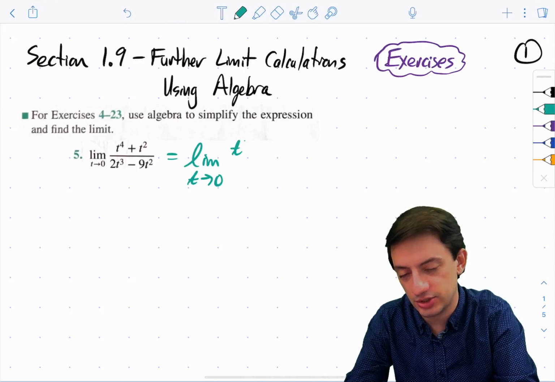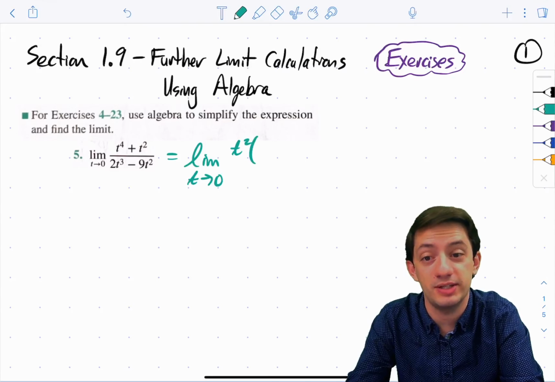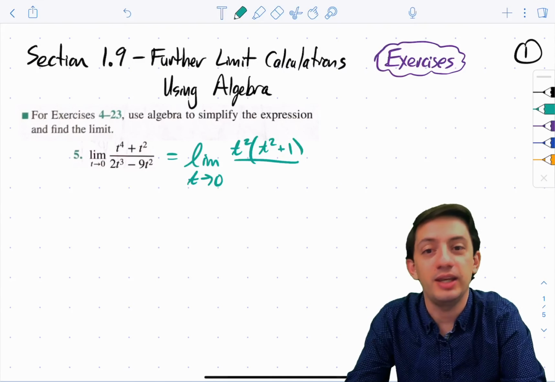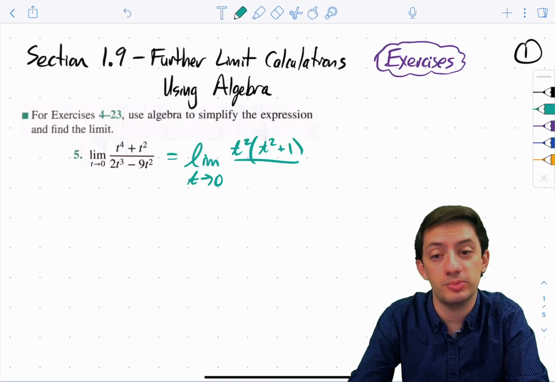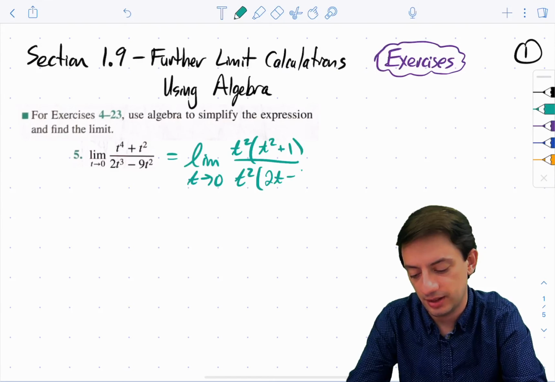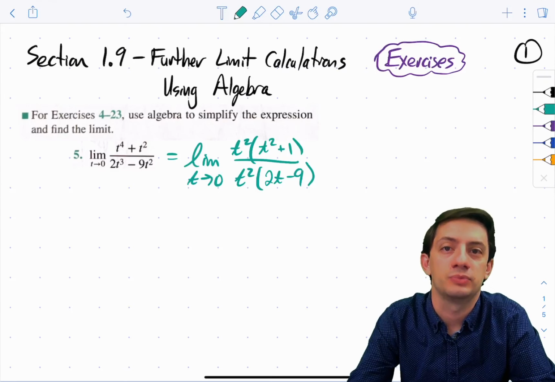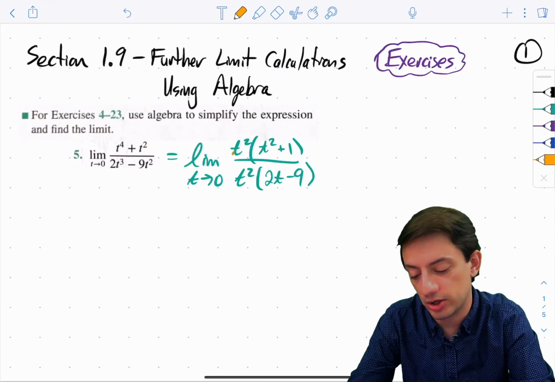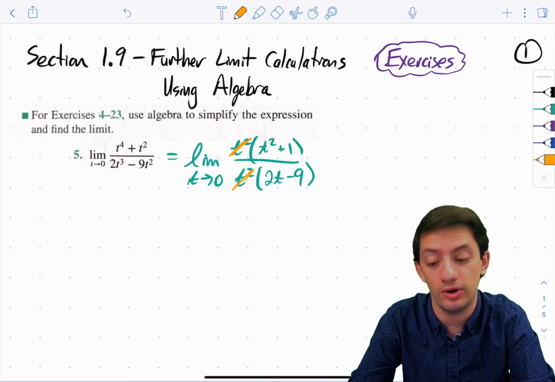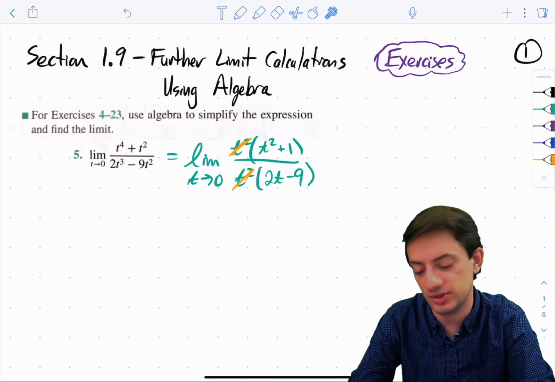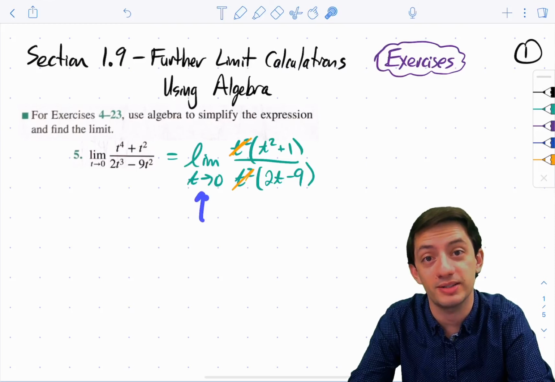factors into t squared, because both of the terms have a t squared. And then what's left is t squared plus 1. In the denominator, both of those terms have a t squared as well, leaving me with a 2t minus 9. So we want to cancel the t squared. We can do that as long as we don't try to plug in t equals 0, and thankfully the limit that we're taking is as t goes to 0. So that means we'll never actually try to plug in 0 itself, so we can cancel.